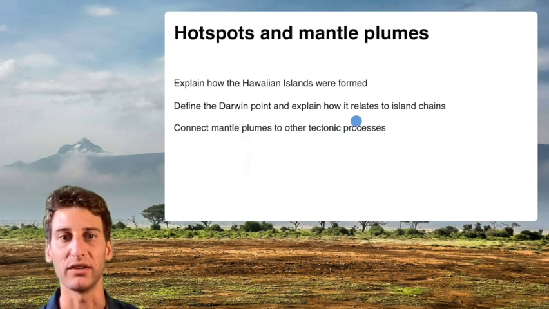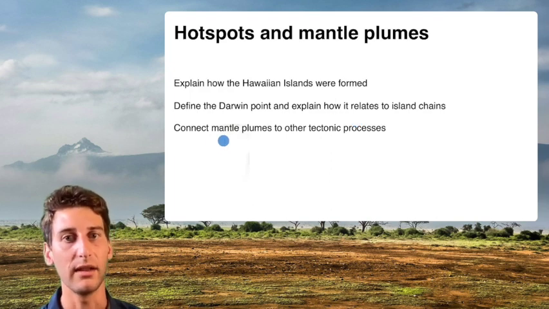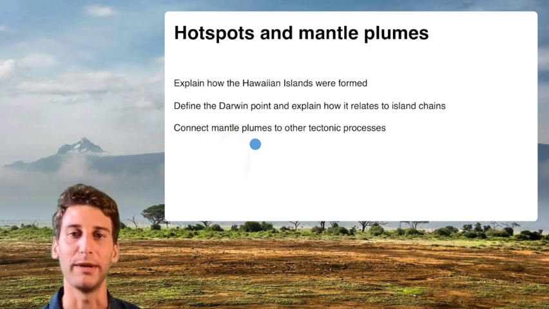That's why the northwestern Hawaiian Islands are atolls, and then once you reach 29 degrees north, everything else is a seamount or guyot. And then lastly, we've looked at mantle plumes in forming things like the Hawaiian Islands, but also in triggering some other big tectonic processes, such as the current breakup of Africa and also the past breakup of Pangaea.